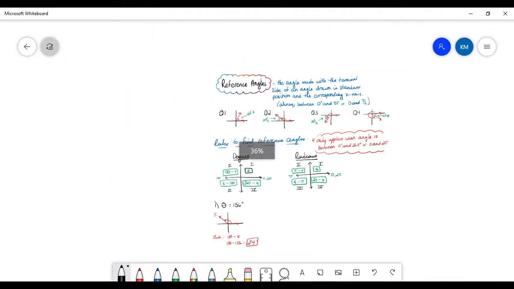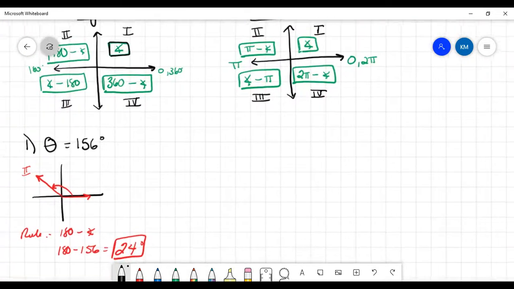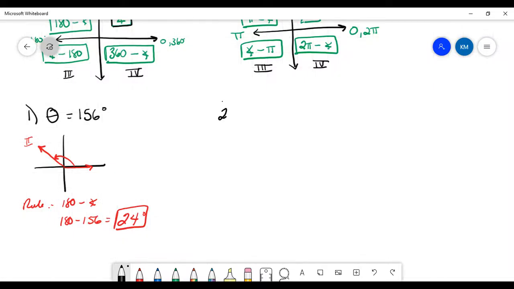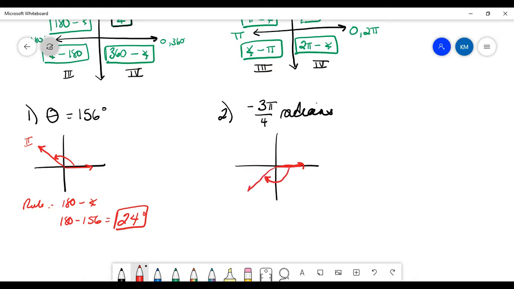A second example, in terms of radians, let's look at a negative angle, negative 3 pi over 4. And let's graph this one. Remember, negative angles are clockwise rotations. So when we graph this, negative 3 pi over 4 is going to rotate clockwise and end up putting the terminal side in quadrant 3. Now our rule for quadrant 3 is to take the angle and subtract pi.